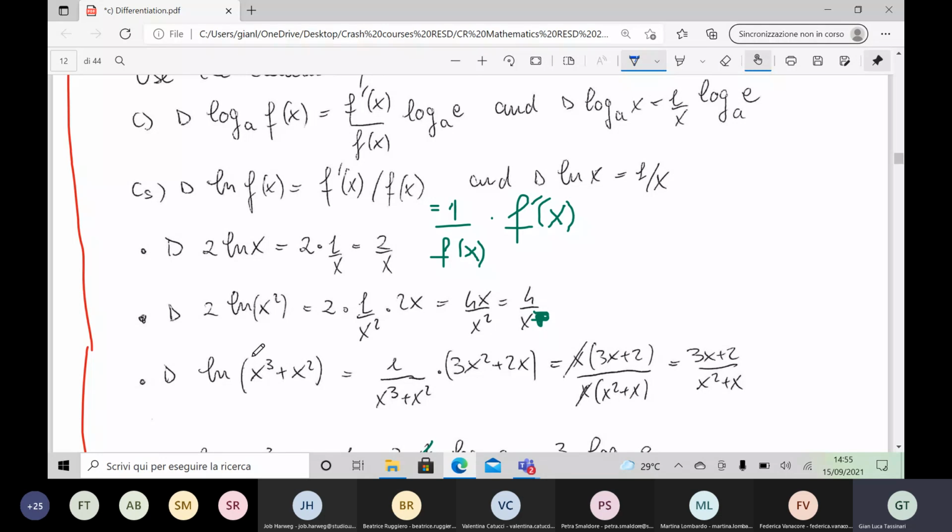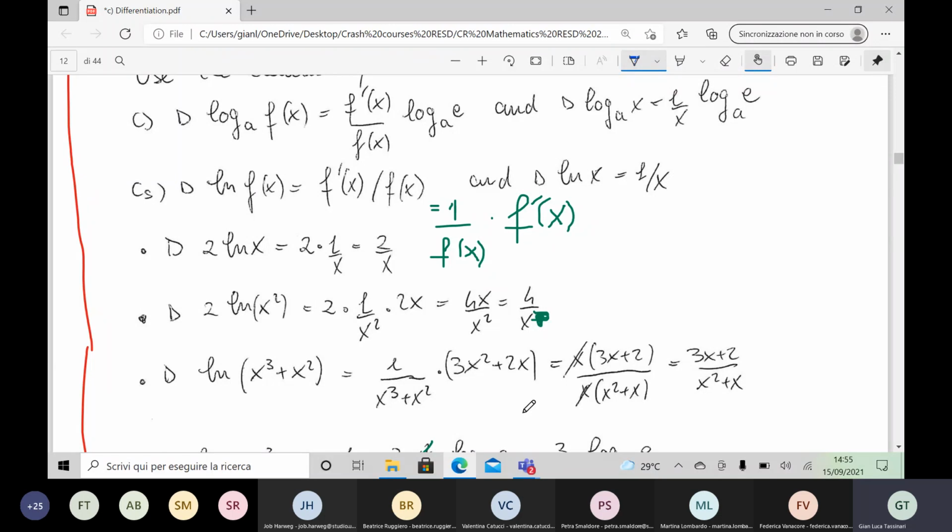Well, this is a sum. The derivative of the first, derivative of x to the power 3, I think we computed it already 6 or 7 times. So it's 3x squared plus the derivative of x squared, which is 2x. Remember, the parenthesis is important. Okay, can we simplify a little bit this expression?